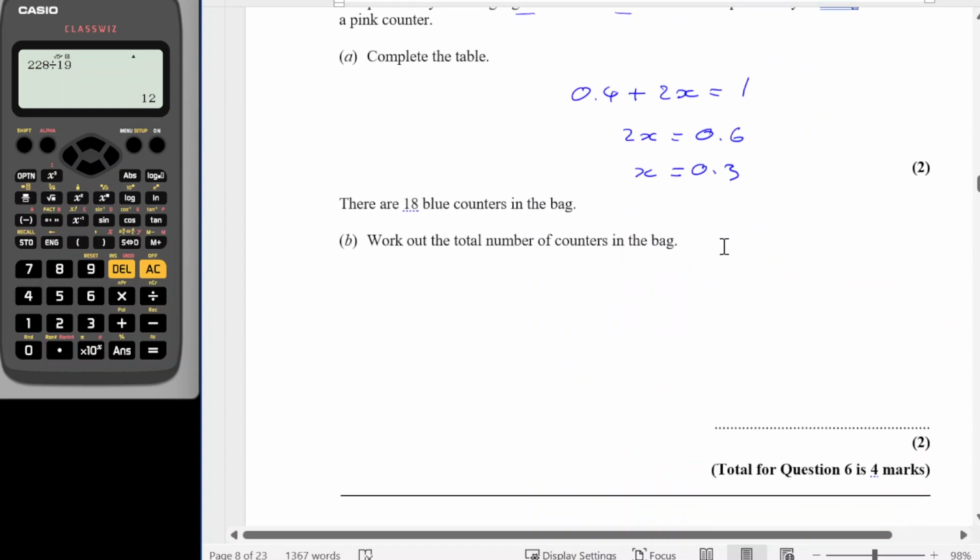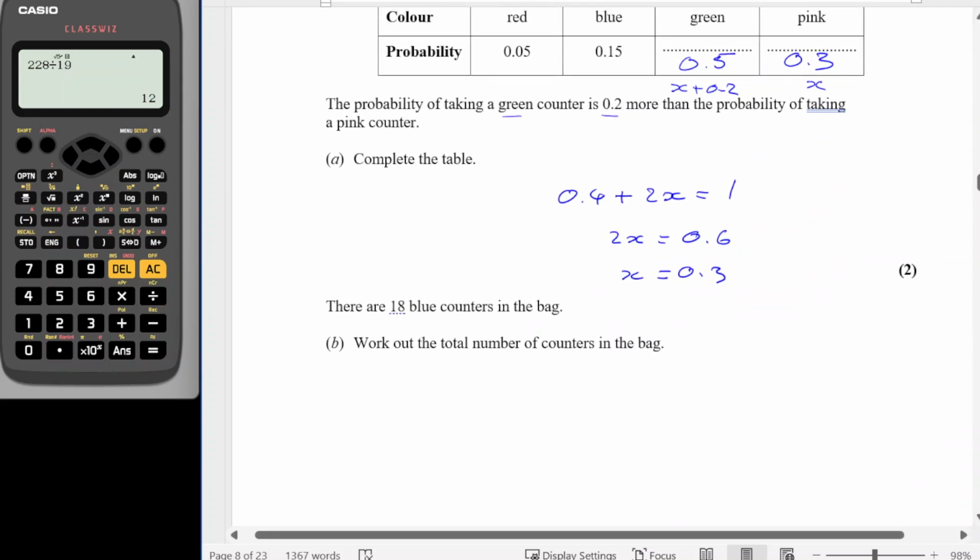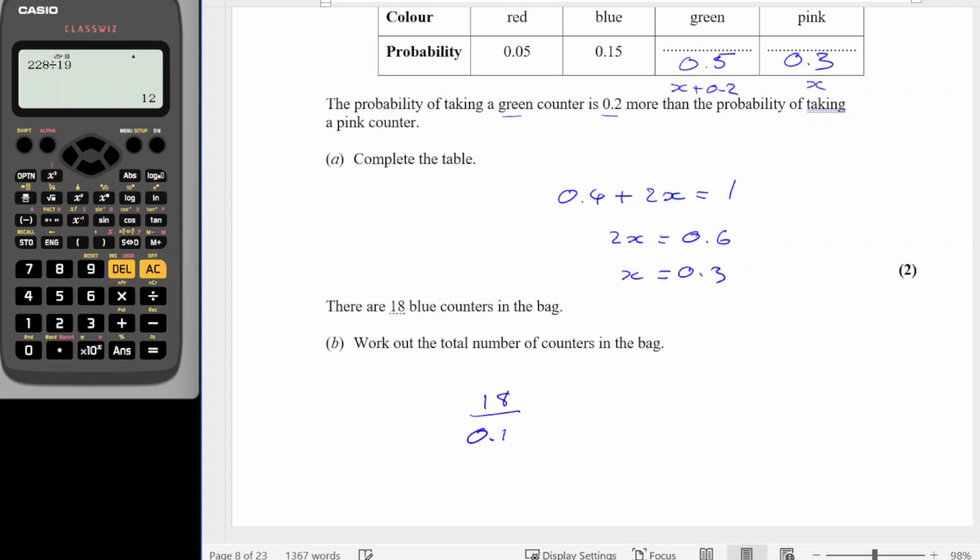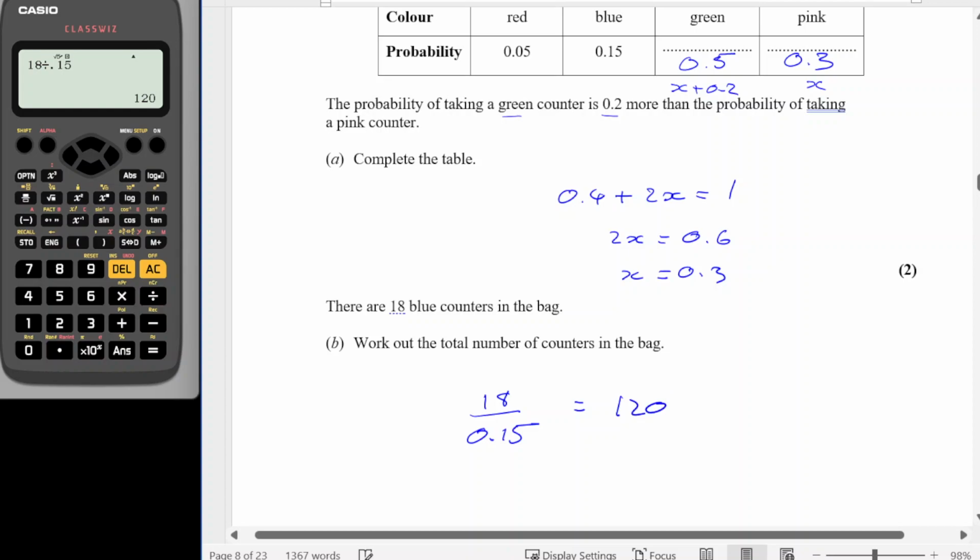Okay, and part B, there were 18 blue counters in the bag. Find the total number of counters in the bag. So blue counters, so what we would need to do there is 18 divided by 0.15. So there's going to be 120 counters in the bag.